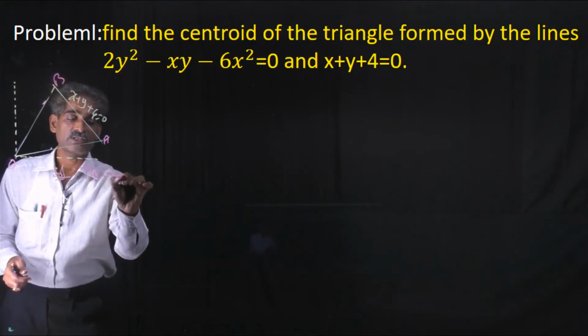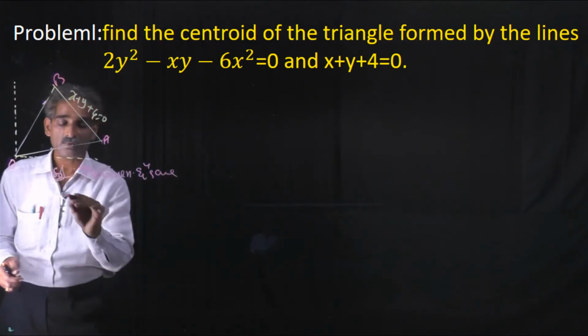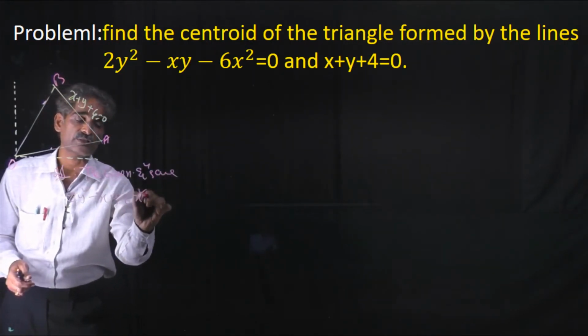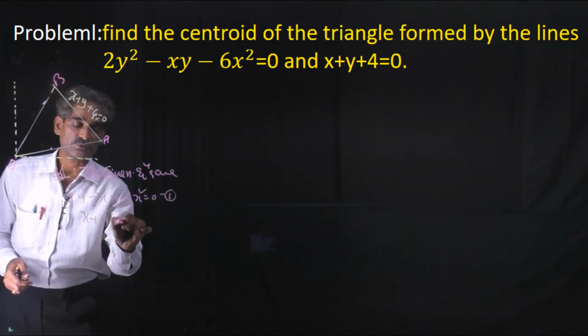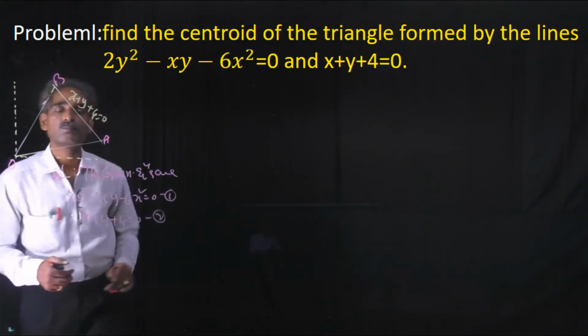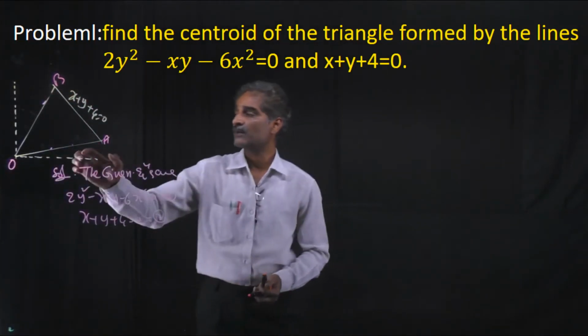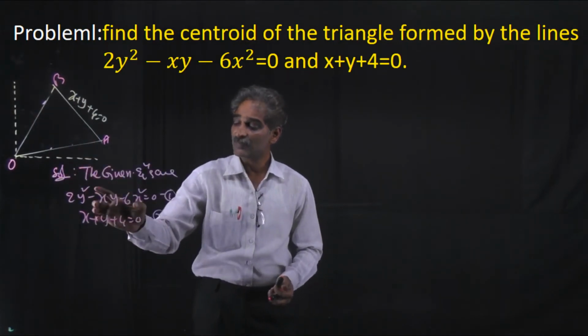The given equations are 2y² − xy − 6x² = 0, that is equation 1, and the second one is x + y + 4 = 0, let it be equation 2. To find the point of interest, we need the equations of these two lines. First of all, find out the separate equations of 1.